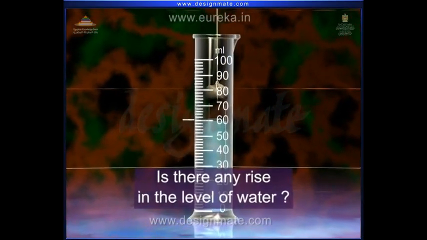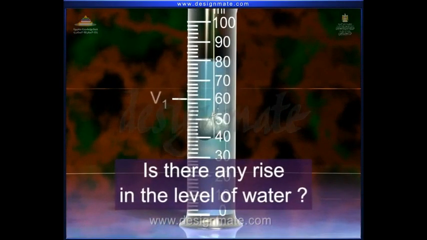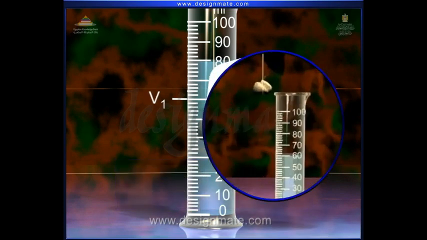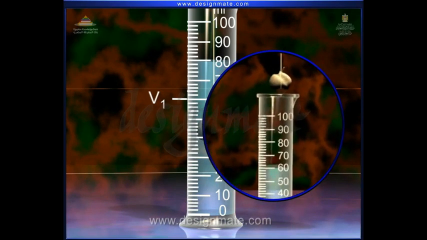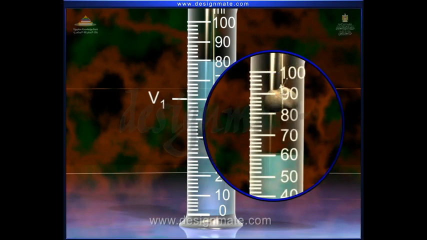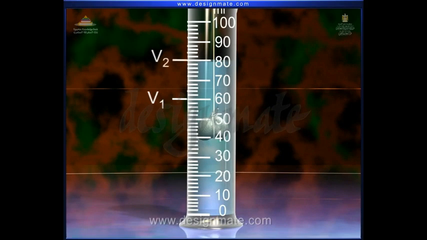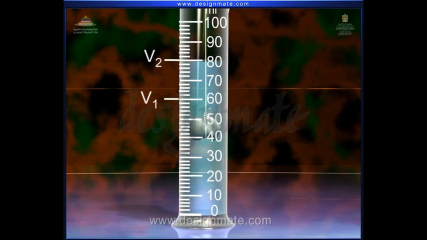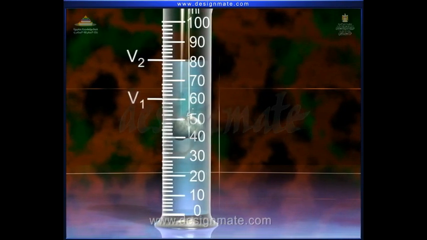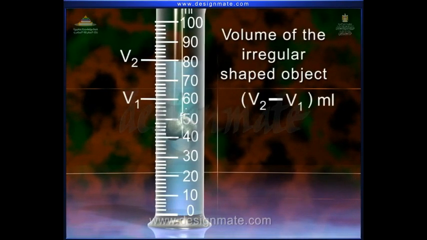Is there any rise in the level of water in the graduated cylinder? You will notice that the level of water rises. This is because the object, which is insoluble in water, displaces a volume of water equal to its own volume. Note down this level of water as V2 milliliters. Hence, the volume of the irregular shaped object is equal to V2 minus V1 milliliters.